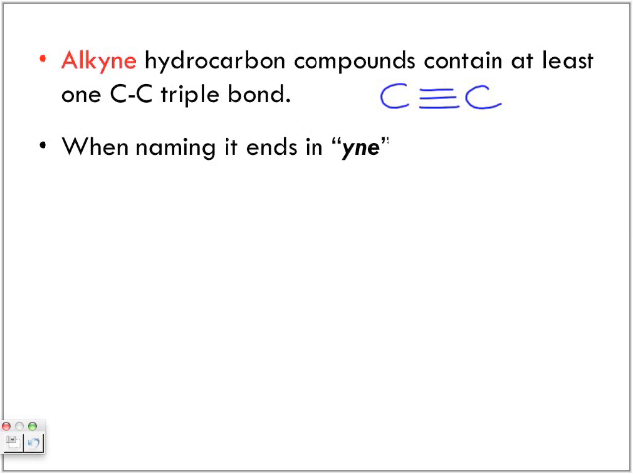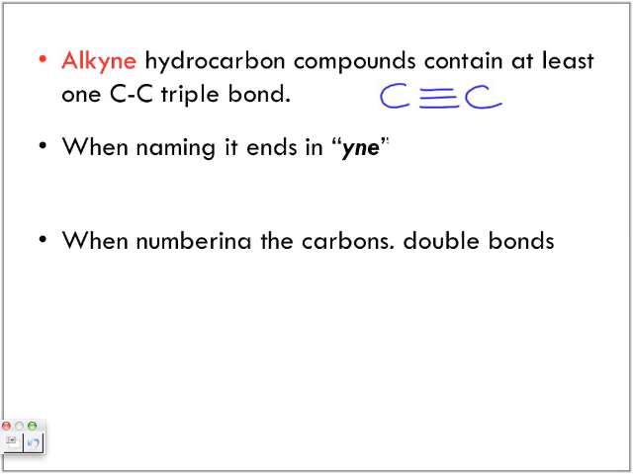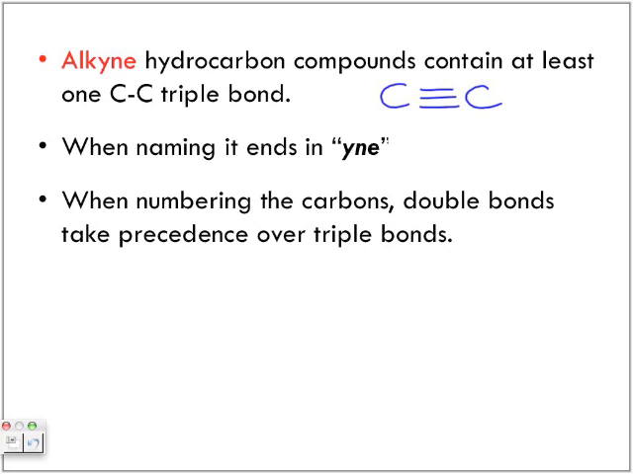When naming, okay, the ending is YNE. Okay, so we've looked at things like ethane as the alkane. We've got the ethene, right, with a double bond, and now we'll have an ethyne as the triple bond. Now, when numbering the carbons, double bonds take precedence over the triple bond. So even though we've got a triple bond in our chain, right, the double bond is what's going to take priority when we go about naming it.